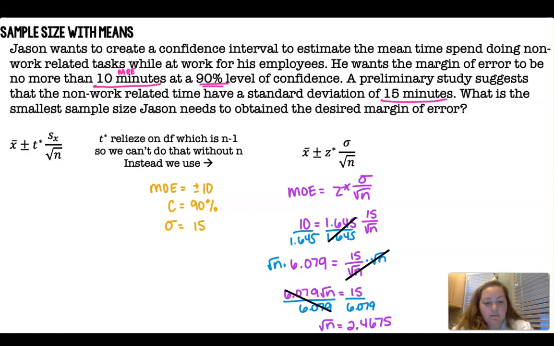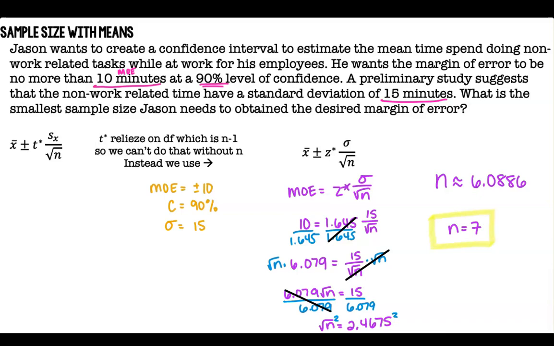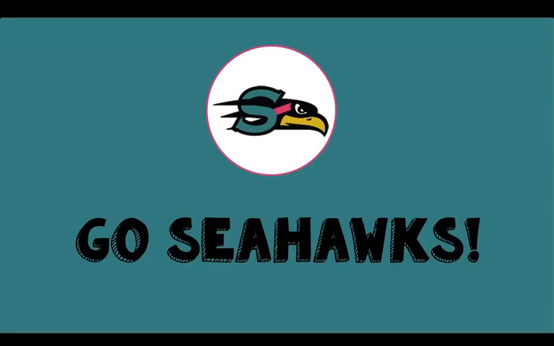15 divided by 6.079 is 2.4675. That's equal to the square root of n. Well, if I want n, I'm going to square both sides. And I get n is approximately 6.0886, and anything at all beyond that, I have to round up. So n is 7. All right, go Seahawks.